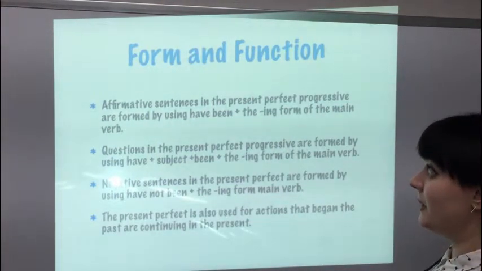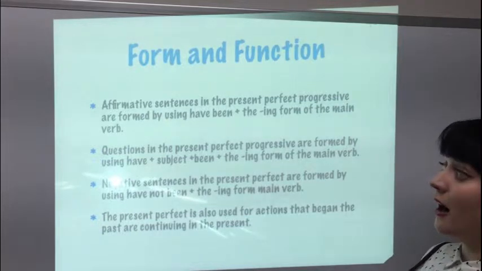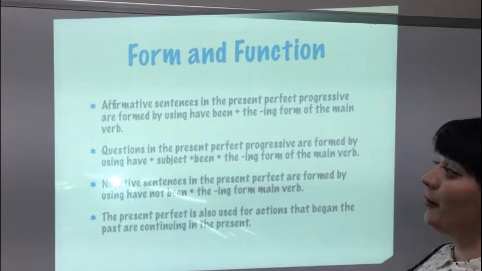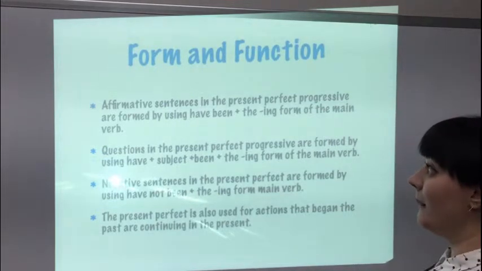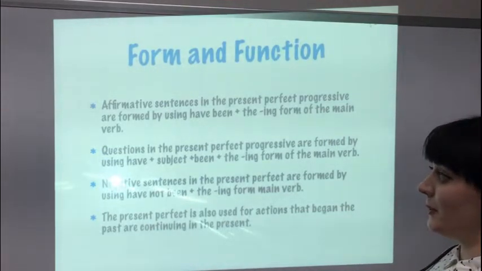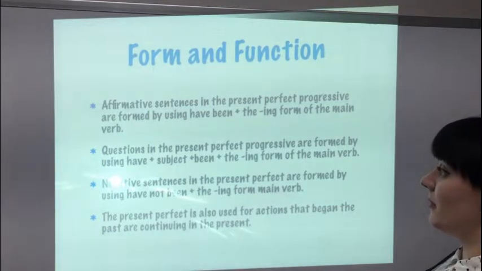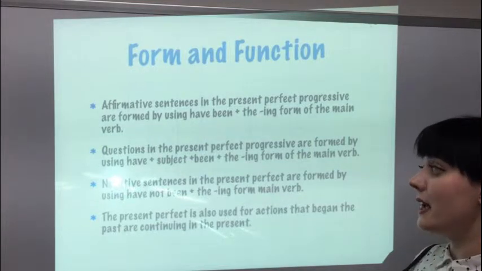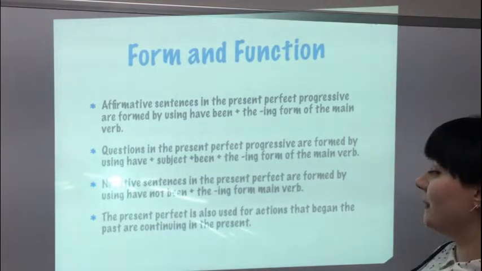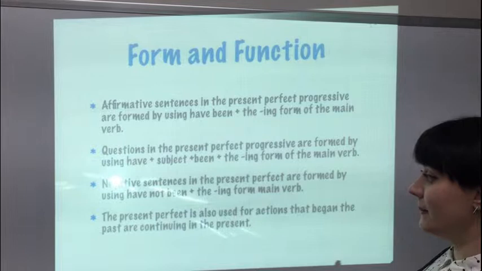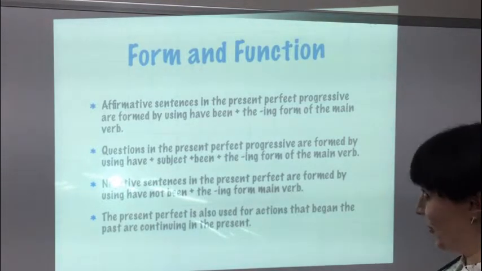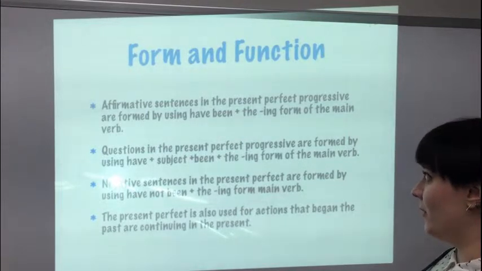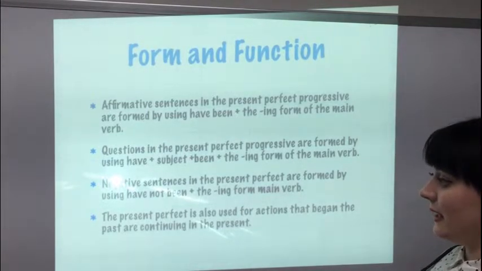Affirmative sentences in the present perfect progressive are formed by using have been plus the ing form of the main verb. Then questions in the present perfect progressive are formed by using have plus the subject plus been plus the ing form of the main verb. Negative sentences in the present perfect progressive are formed by using have not been plus the ing form of the main verb.